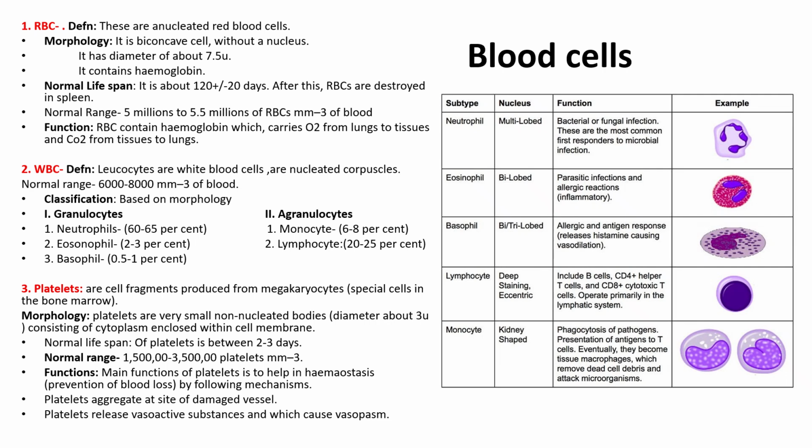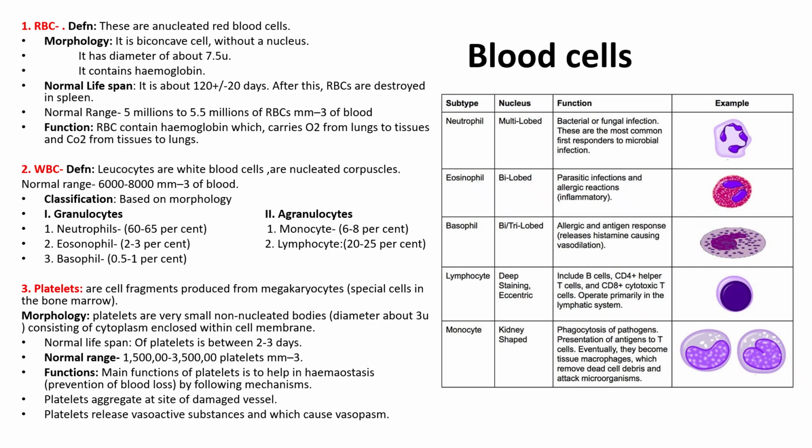WBC, they are leukocytes, white blood cells, and they are nucleated corpuscles. They are divided into two types according to the granules: granulocytes and agranulocytes, that means granules absent. Granulocytes are of three types: neutrophils, pink color granules; eosinophil, orange color granules; basophil, dark blue or black color granules. Agranulocytes: monocyte and lymphocyte. Lymphocytes again are small and large lymphocyte.